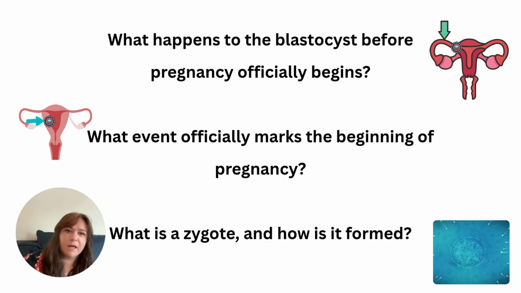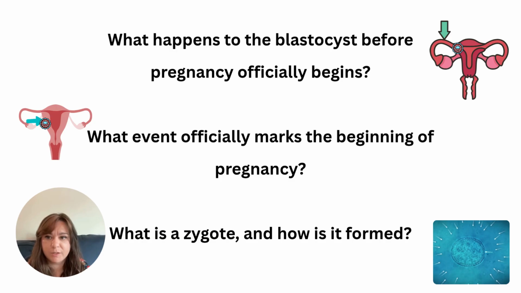What happens to the blastocyst before pregnancy officially begins? What is happening is the zygote moves through the fallopian tube to the uterus to implant. Second question, what event officially marks the beginning of pregnancy? This is going to be implantation. So this term implantation equals pregnancy.